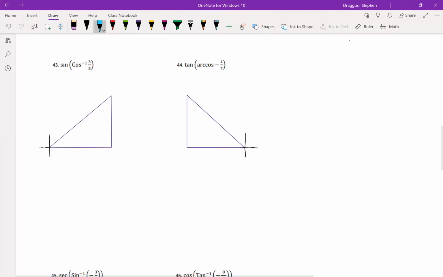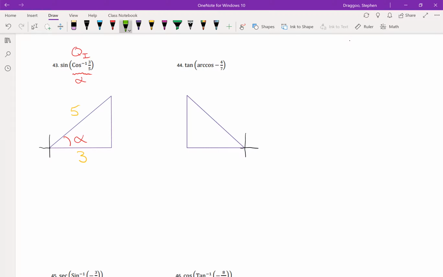So we'll look at doing that process a few times. This time we've got the sine of the cosine inverse of 3 over 5. Again, I'll call that angle alpha. 3 over 5 is positive, which means this is again located in quadrant 1. And cosine is adjacent over hypotenuse, so 3 and 5 respectively.